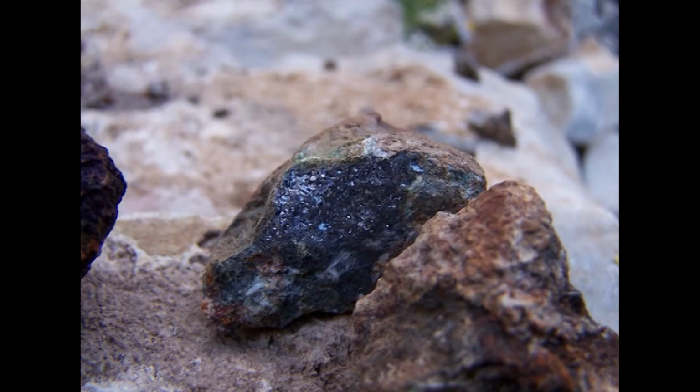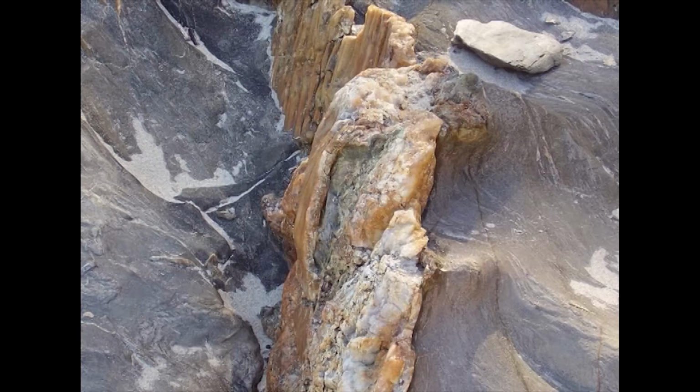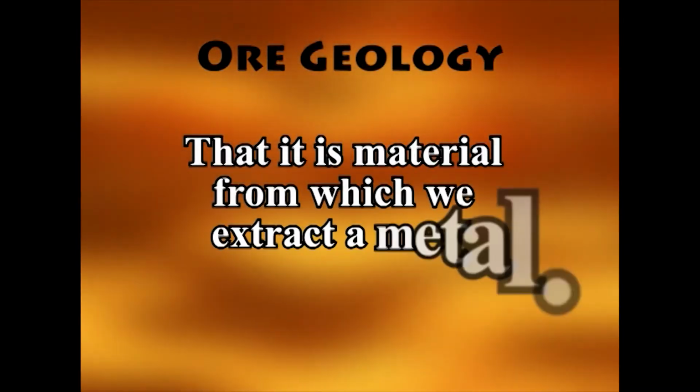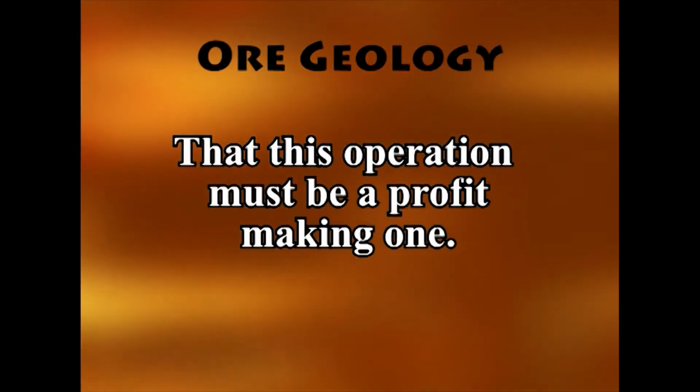A definition which has been current in capitalist economies for nearly a century runs as follows. Ore is a metalliferous mineral or an aggregate of metalliferous minerals, more or less mixed with gangue, which from the standpoint of the miner can be won at a profit, or from the standpoint of the metallurgist can be treated at a profit. There are many similar definitions of ore which all emphasize A, that it is material from which we extract a metal, and B, that this operation must be a profit making one.